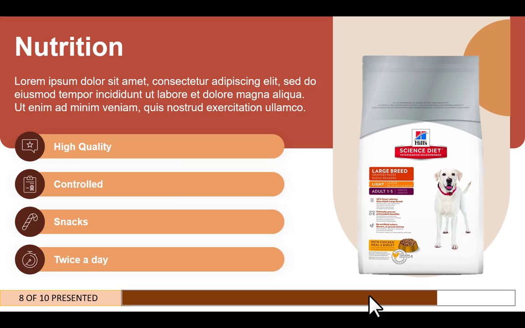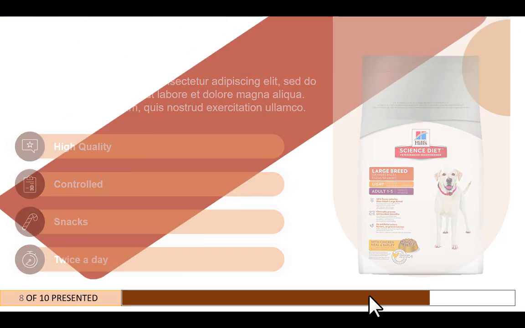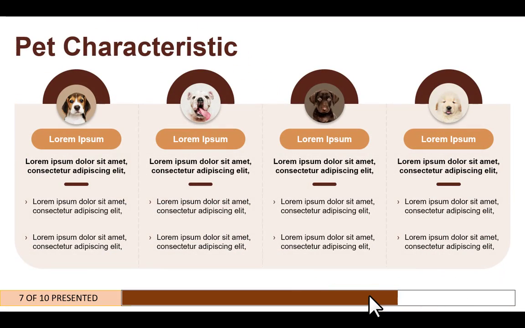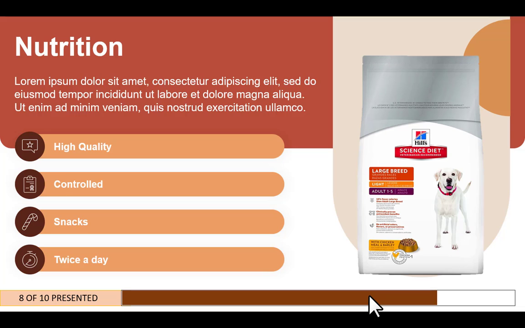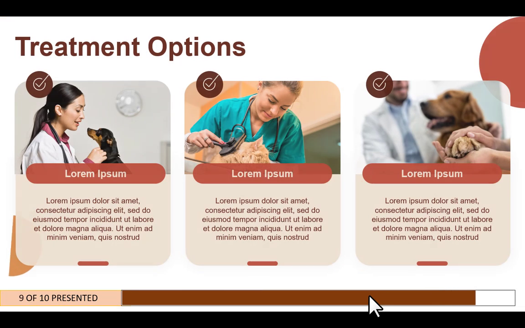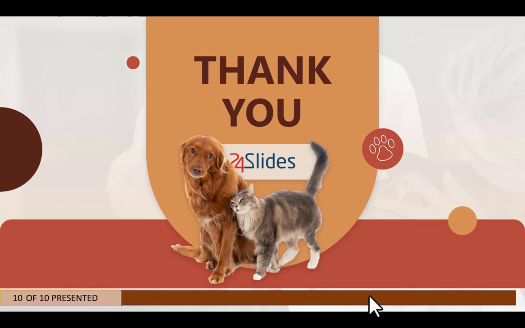If I move back on the slide, you can see that the progress bar also decreases. If I go to 9 of 10, you can see the progress bar, and 10 of 10 also, you can see the progress bar is now complete. Then it reads 10 of 10 presented.